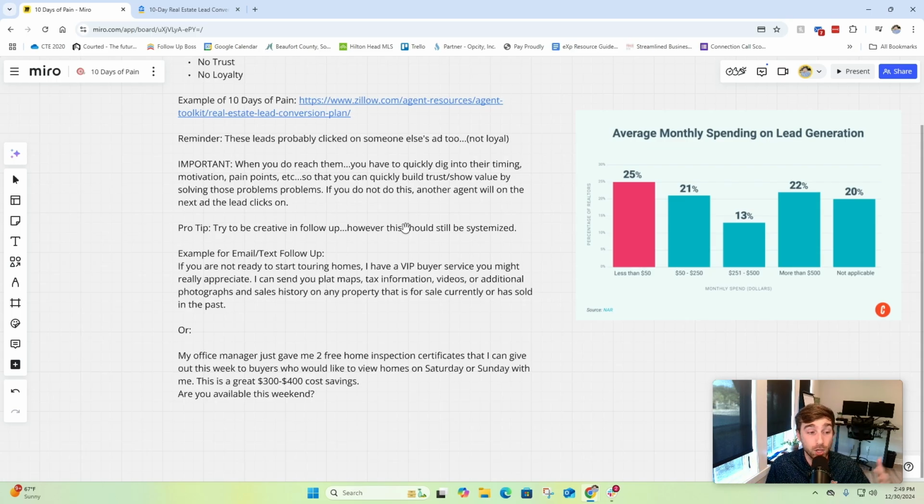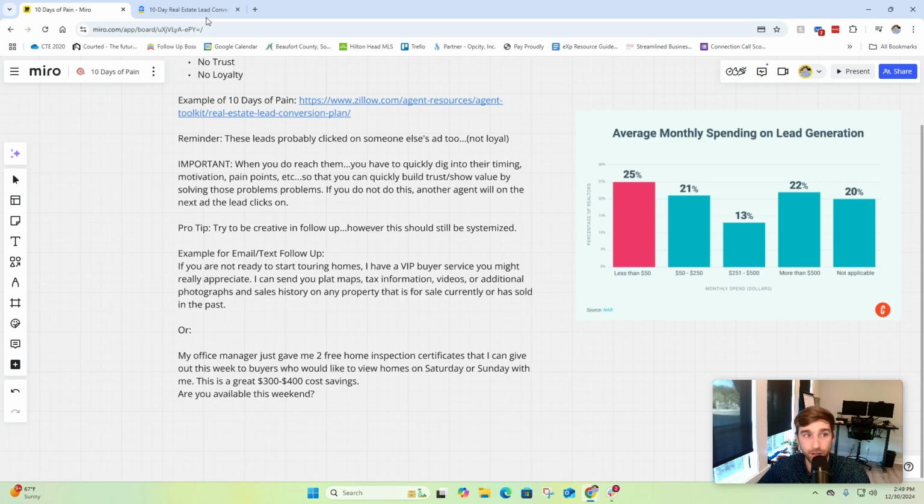A lot of these CRMs, when the lead actually enters your CRM without you clicking anything, they can get emails, they can get text messages, and then you can call them, right? So, something that I want to make sure though is while we can systemize that, I do want you to be creative in your follow up.